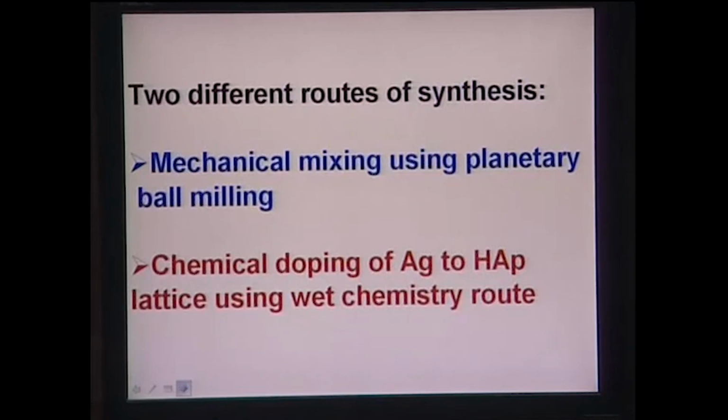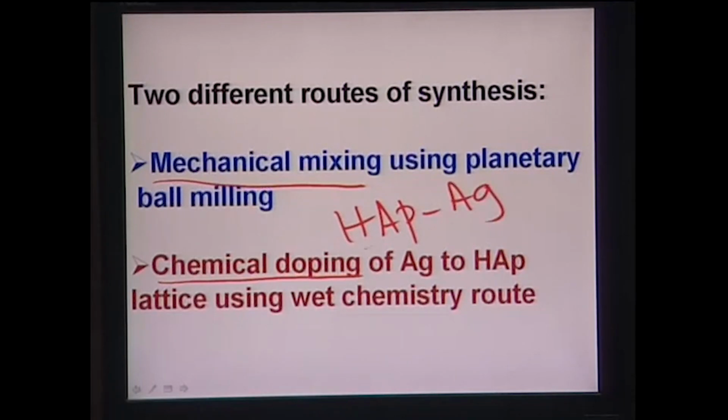Now there are two different routes of synthesis. One is mechanical mixing using planetary ball milling, and the second one is chemical doping of silver into the hydroxyapatite lattice using a wet chemistry route. In both cases, it will be shown for the same hydroxyapatite silver system how both these routes can equally impart good antimicrobial property.